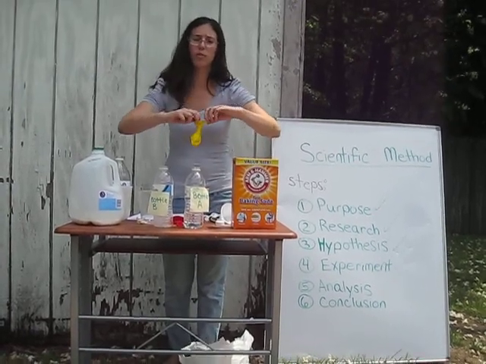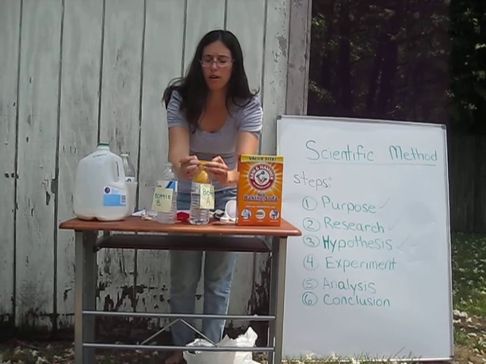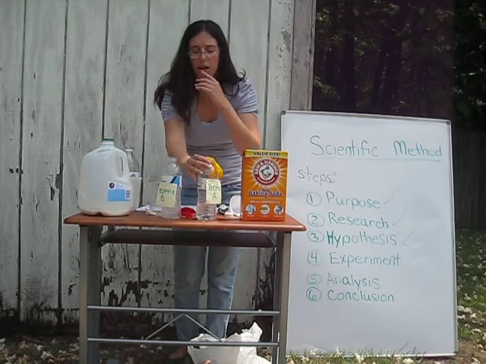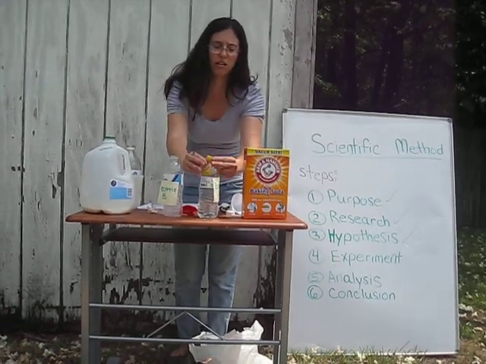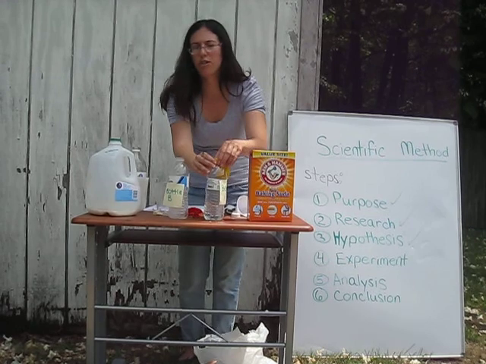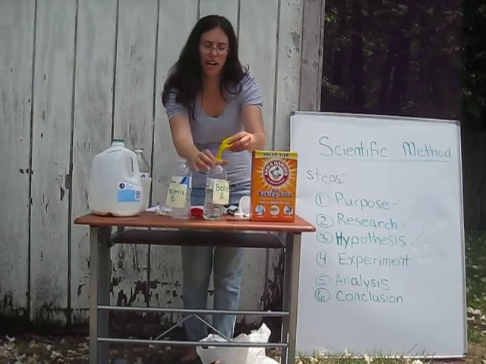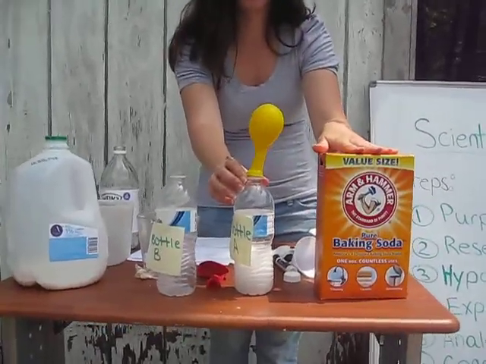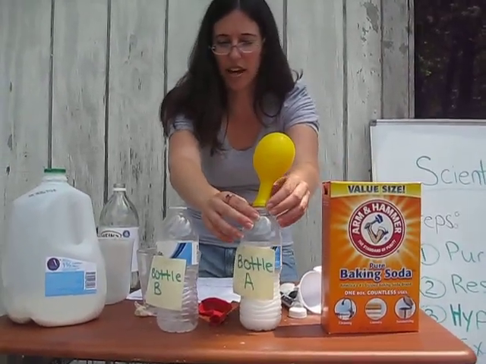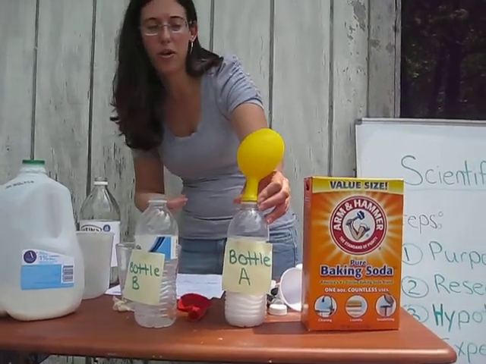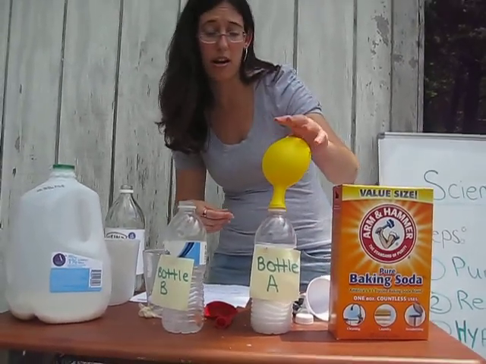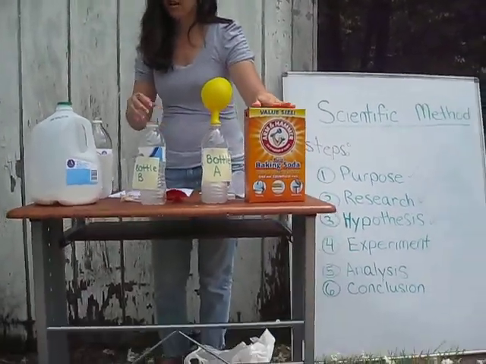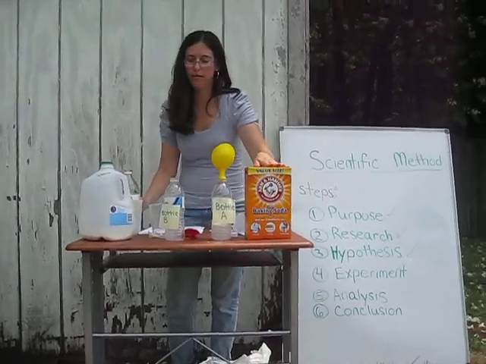Now you're going to stretch the balloon open, put it on top of bottle A. Don't turn the balloon over until the balloon is on tight. Once it's on tight, turn the balloon over, and you're going to mix the vinegar and the baking soda together to see if there's a chemical reaction. And I noticed there's fizzing, the balloon has inflated, there's bubbling. So that is when you mix vinegar and baking soda together.